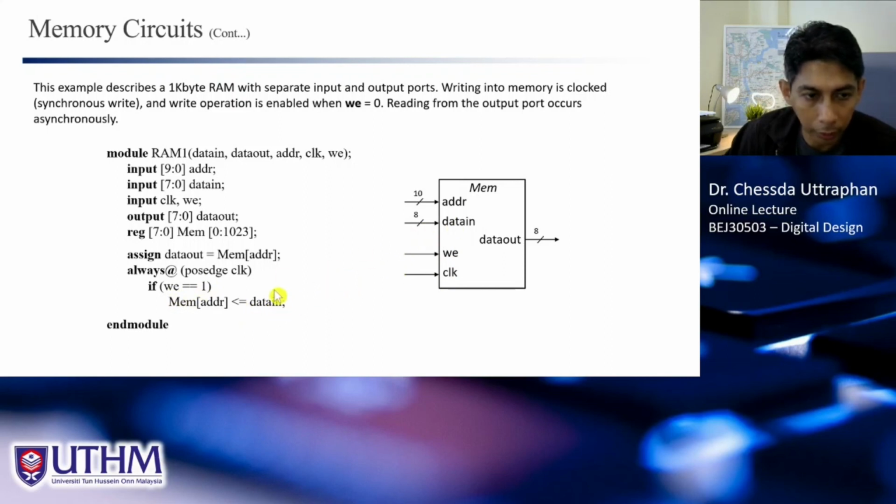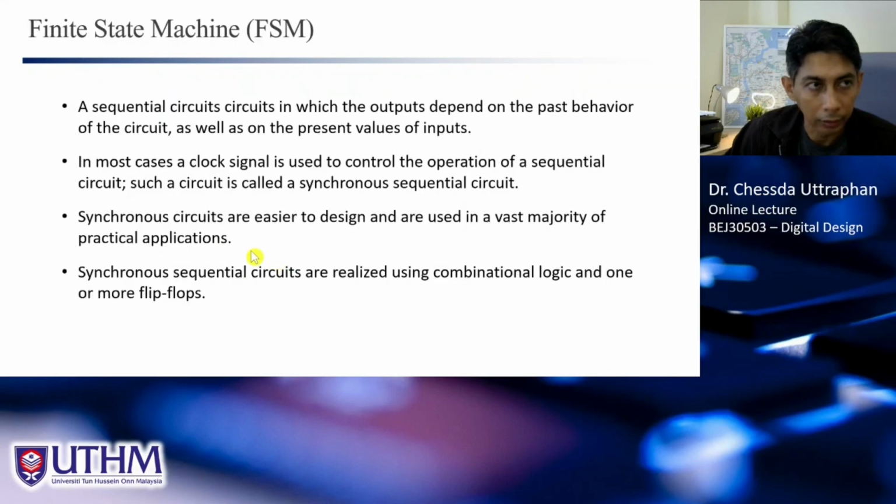How to write into the memory? Data in is assigned to memory, but which address? So it depends on the value of the address. That is how, very simple. Then you will get the 1 kilobyte RAM. When you want to change the size of the RAM, just change this value. You will have a different size now, right?